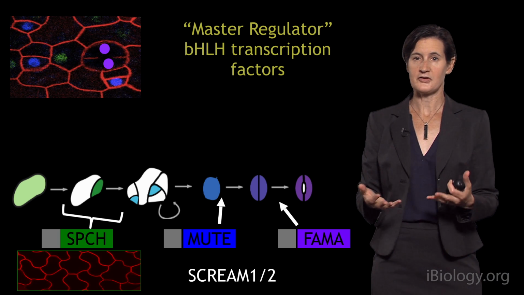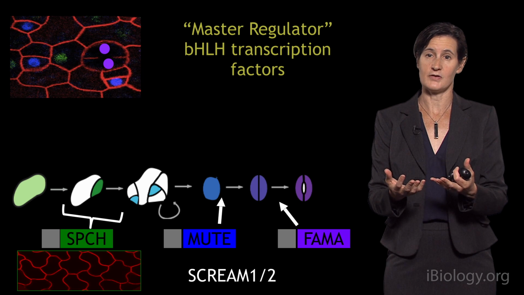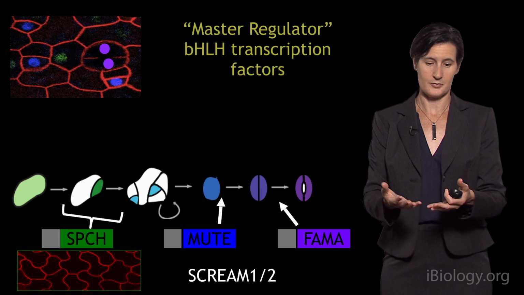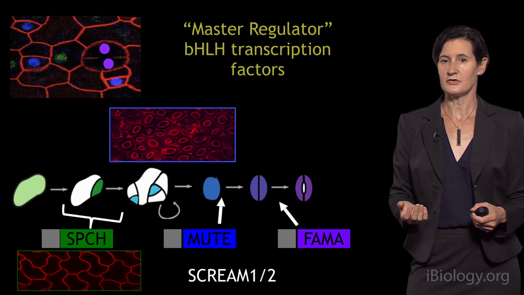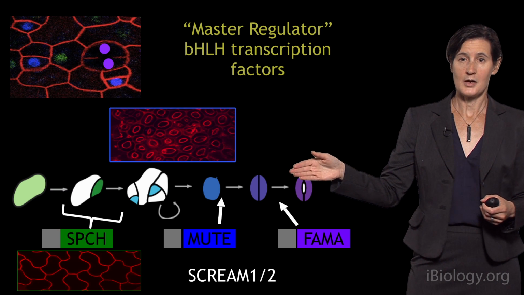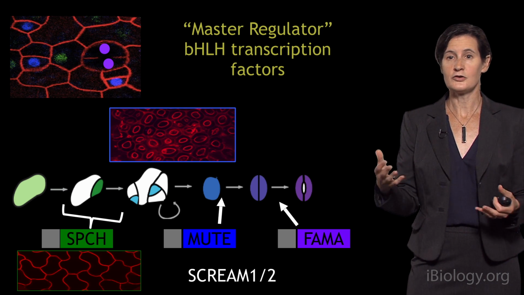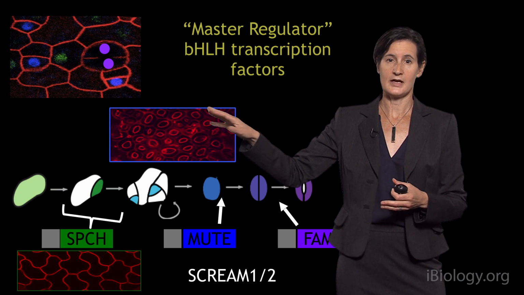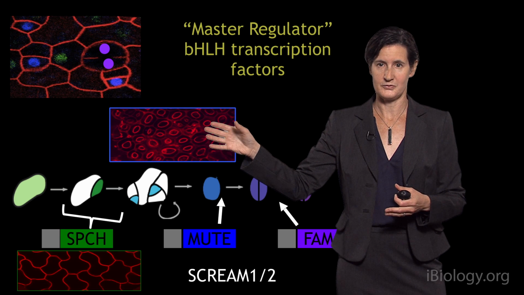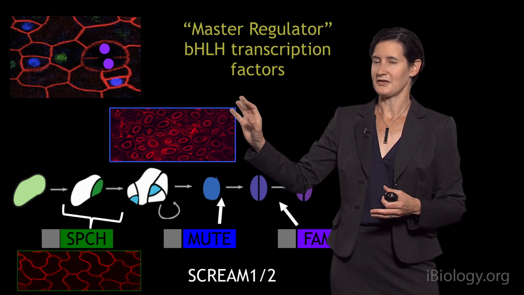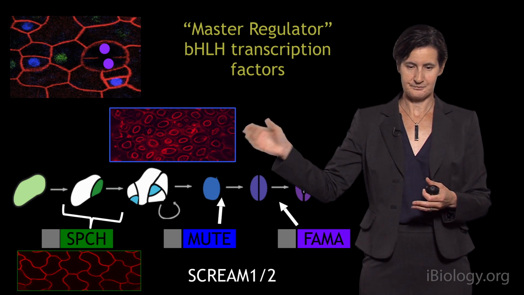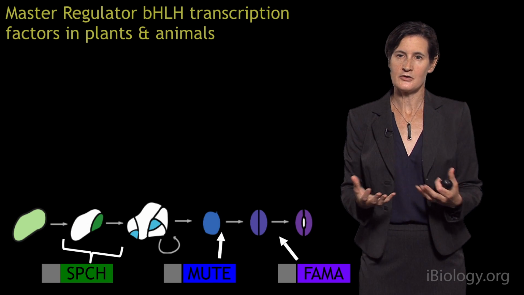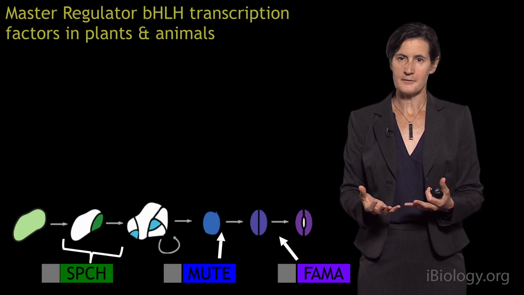Now, on the other hand, if it's a master regulator, it's something that if we make too much of it, if we artificially put in too much, we should be able to convert other cells into stomata. And that's exactly what happens. So if you take mute and you make too much of that, other cells that would normally do something else are now going to make stomata. So you get a whole plant full of stomata. That's also not so healthy. So it's not dead yet, but it's not the most healthy thing in the world. Okay, so these are master regulators. They're very important for stomata.